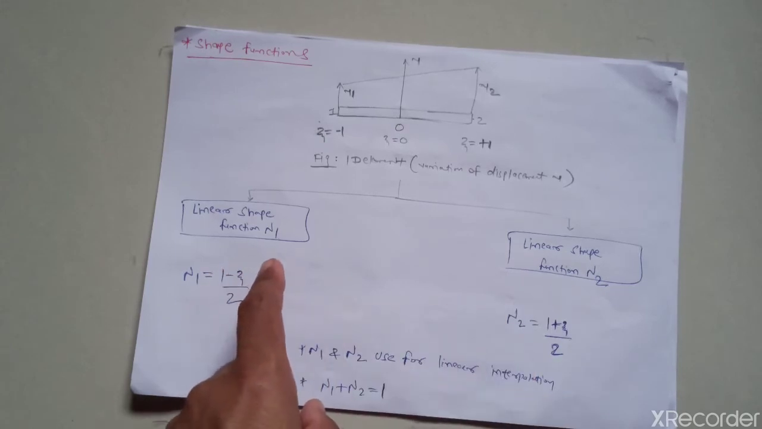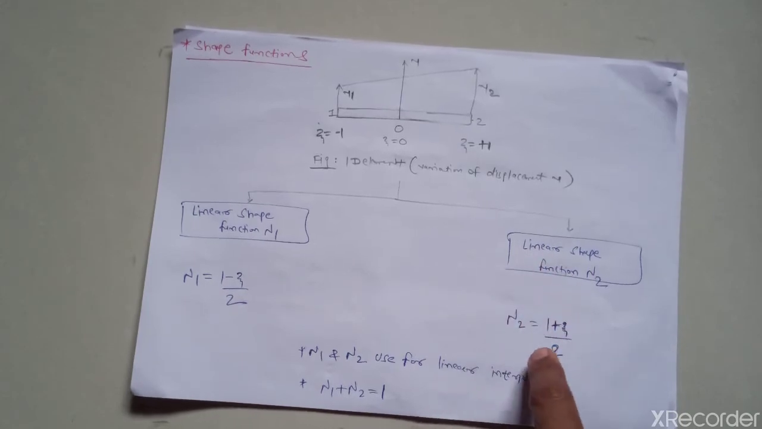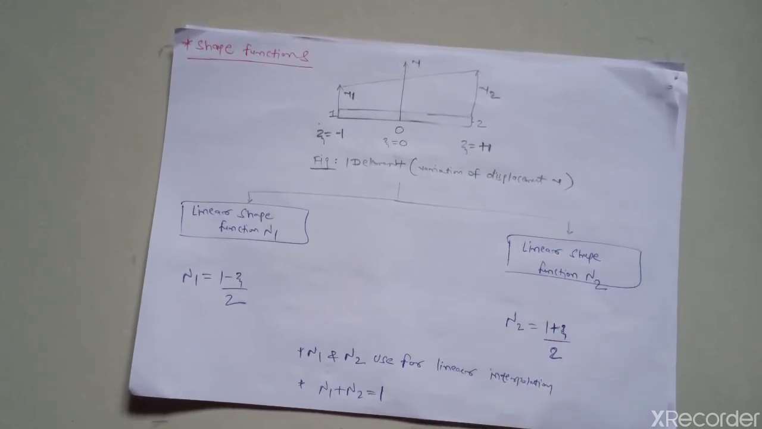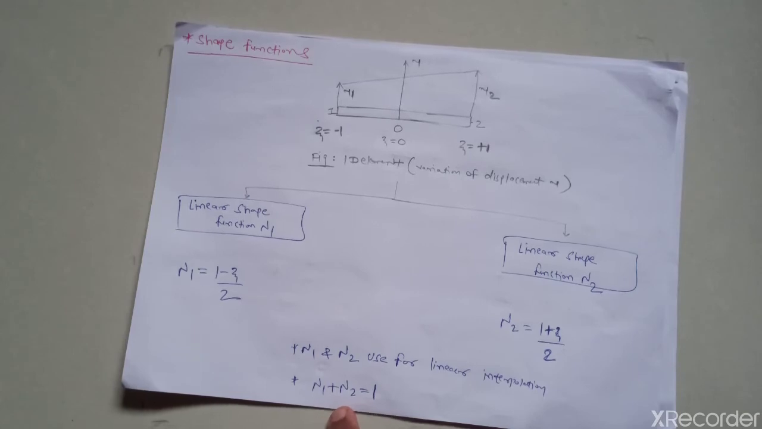Now linear shape function N1 is given by 1 minus eta by 2 and linear shape function N2 is given by 1 plus eta by 2. Now the characteristics of shape functions: the first characteristic is that shape functions N1 and N2 are used in linear interpolation of displacement within the element, and the second characteristic is that the sum of the two shape functions N1 and N2 at any point within the element is equal to 1.